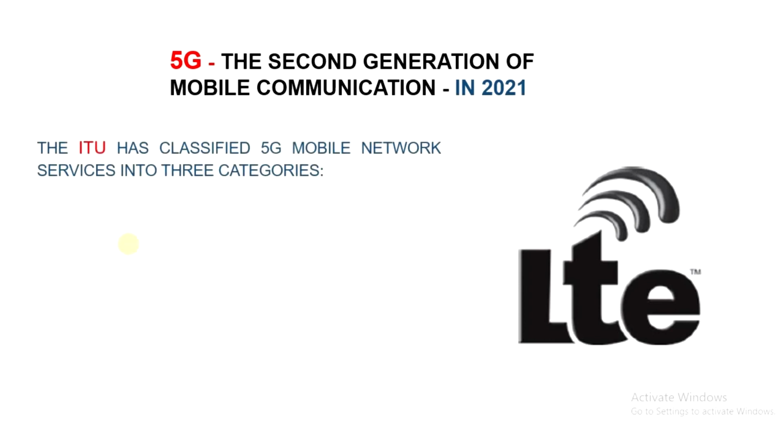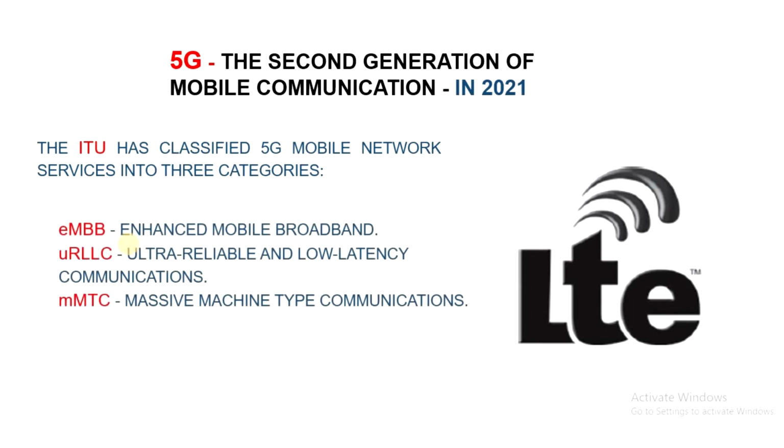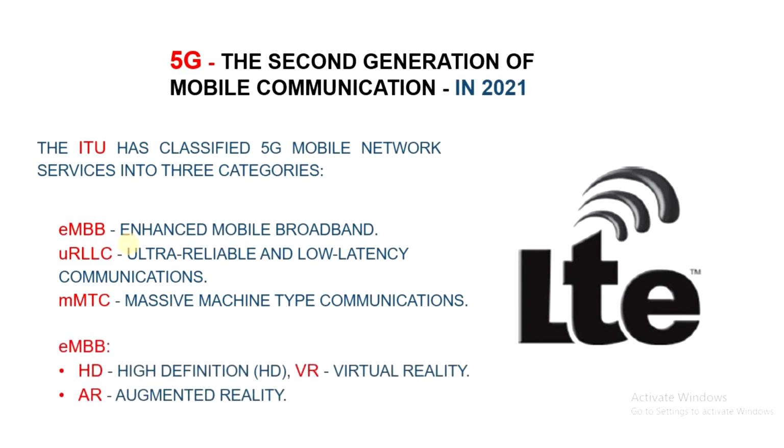The International Telecommunication Union (ITU) has classified 5G mobile network services into three categories: enhanced mobile broadband, the eMBB, ultra reliable and low latency communications (URLLC), and massive machine type communications, the mMTC. The eMBB aims to meet the people's demand for an increasingly digital lifestyle and focuses on services that have high requirements of bandwidth, such as high definition videos, virtual reality, and augmented reality.